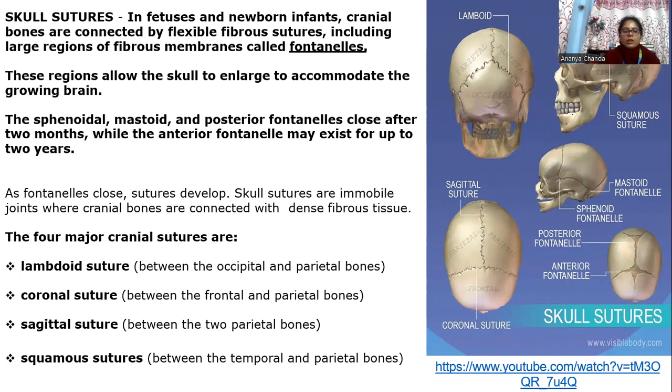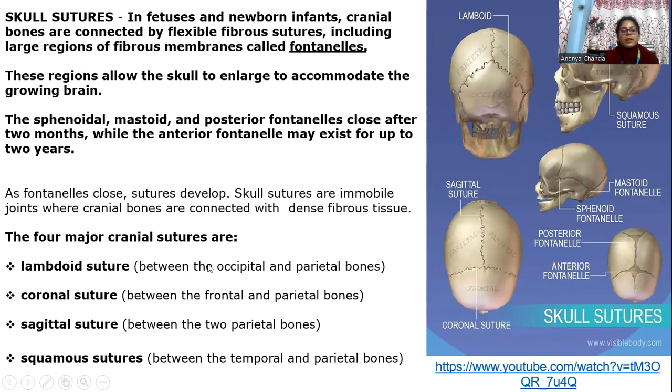the adulthood. So the sphenoidal and mastoid and posterior fontanelles close after 2 months, while the anterior fontanelle may exist for up to 2 years. As the fontanelles close, sutures develop. So after the infant period, when the fontanelles close, the sutures actually develop. The skull sutures are immobile or immovable joints where the cranial bones are connected with dense fibrous tissue.